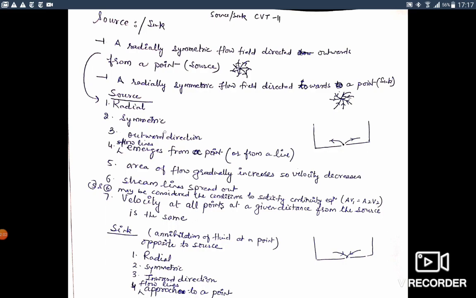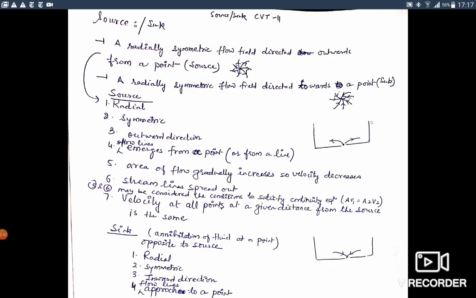Secondly, it is symmetric, which means that for the streamlines which generate through a single point, at all the streamlines the value of velocity is the same. The value of velocity may be different on a single streamline, but it is the same at all the streamlines, at all the corresponding points. Third one is, as far as source is concerned, the flow is in outward direction, and as far as sink is concerned, the flow is in inward direction.